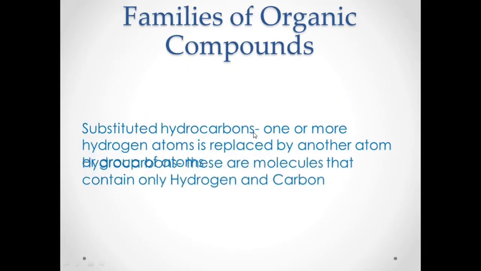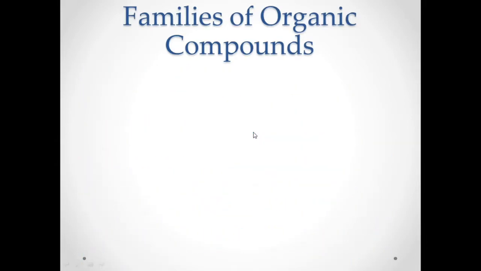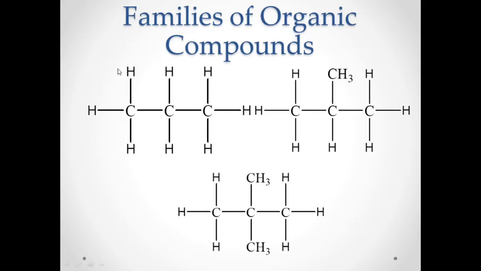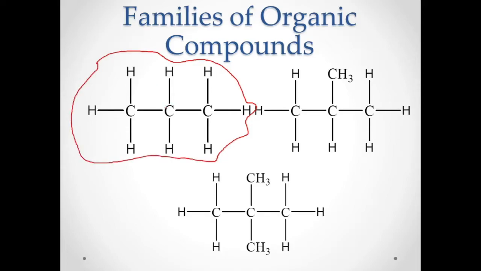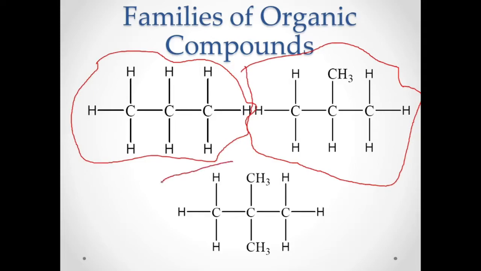So I have here an example where we can distinguish hydrocarbons from substituted hydrocarbons. So this is an example of a hydrocarbon. This is a hydrocarbon because it contains carbon and hydrogen only. And all of them are also hydrocarbons. This is also a hydrocarbon because it contains carbon and hydrogen, and so this one is also a hydrocarbon.